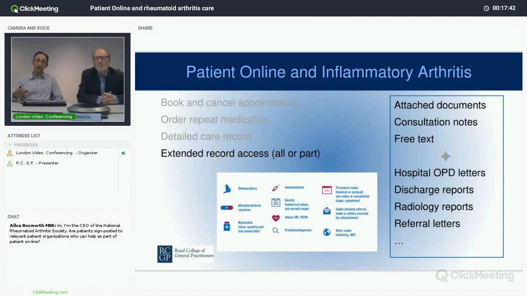Obviously, often they'll have copies of these themselves, but this would give them an easy place to reference all their care plans or historical care plans and their current care plans. It'll also detail discharge reports, any radiology reports, and other referral letters that may not be specifically related to their rheumatoid or inflammatory arthritis management itself.